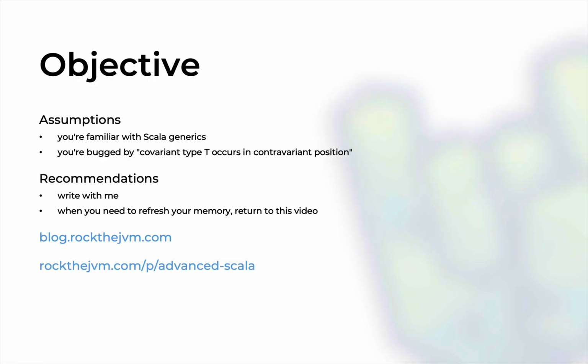Now, this video assumes that you're quite familiar with Scala generics because the problem that we are going to discuss is quite cryptic, and the problem that we're going to solve here is a compiler error that doesn't say too much unless you understand the concepts really well. And the compiler error says something like "covariant type occurs in contravariant position."